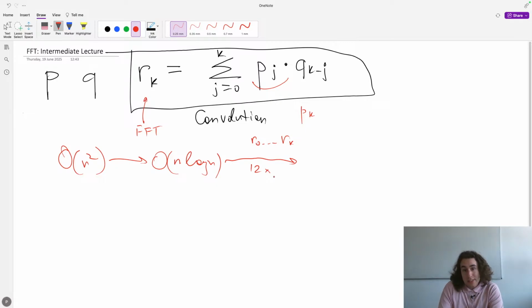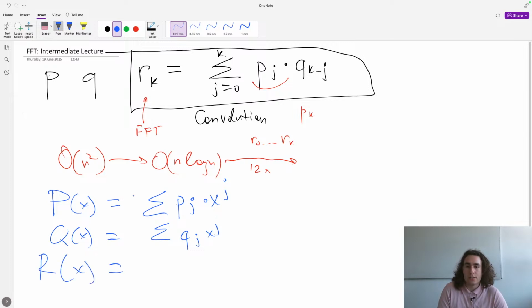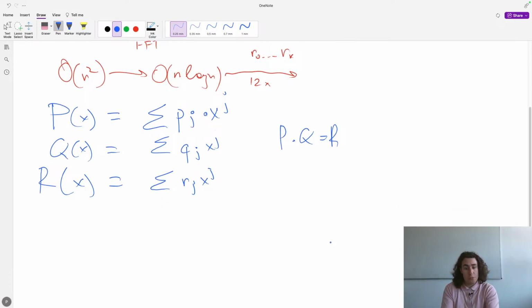So the problem is that we're thinking about this problem in the wrong way, right? The first obvious thing that we should do is think about these things as polynomials. We have a polynomial P of x, which is just the sum of Pj times x to the j, and we have a polynomial Q, which is the same thing but for the Q's, and then the Rk are just the coefficients of their product, right? P times Q is equal to R. So we need to find the product of two polynomials.